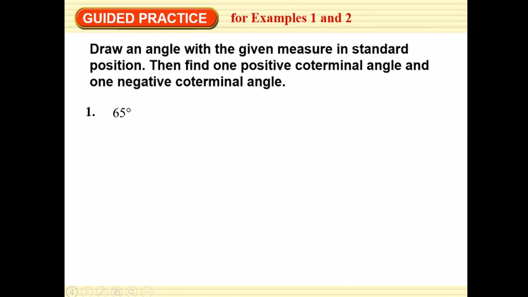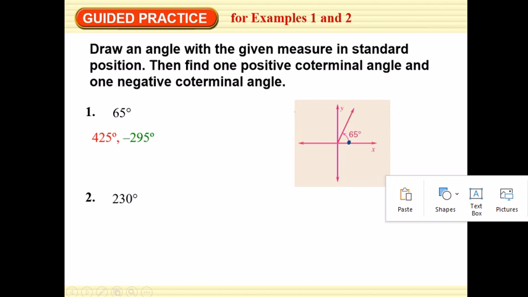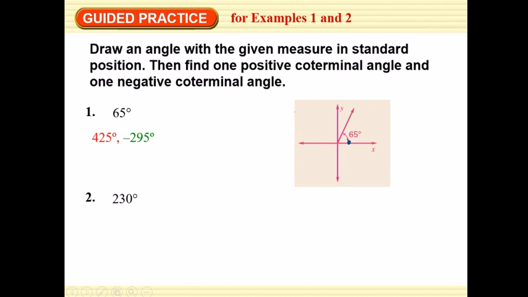Why don't you go ahead, pause the video, and try out these guided practice examples. For 65 degrees, if you were to draw the angle, your initial side is always going to be on that x-axis, and it is positive, so it will be going counterclockwise here. A couple of coterminal angles would be 425 degrees and negative 295.